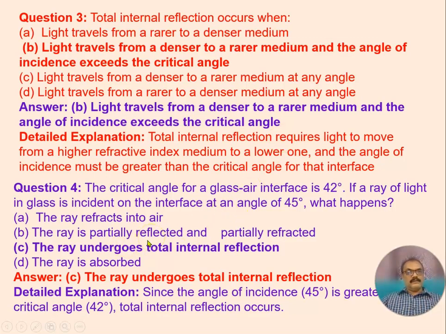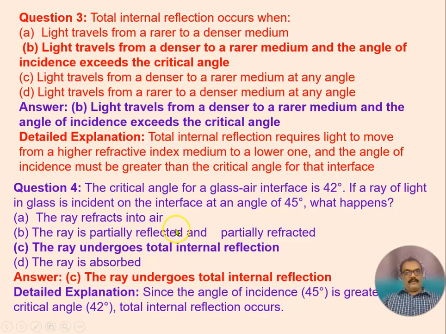Detailed explanation. Total internal reflection requires light to move from a higher refractive index medium to a lower one, and the angle of incidence must be greater than the critical angle for that interface. Question 4. The critical angle for a glass-air interface is 42 degrees. If a ray of light in glass is incident on the interface at an angle of 45 degrees, what happens?